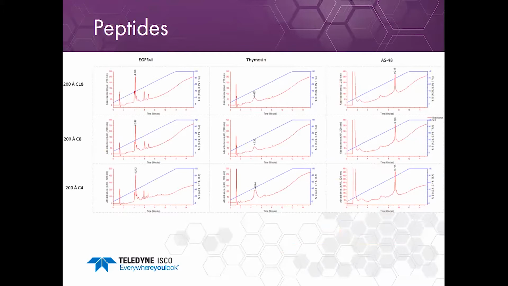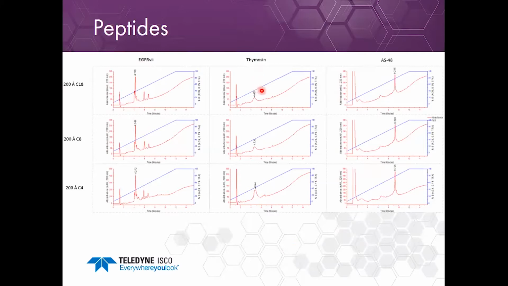Again, let's look at what happens with peptides. We're using 200 angstrom pores over here and going from small to large peptides, and we're going C18, C8, and C4 at the bottom. And what we see for all of the peptides, EGFR, you see 4.19 minute elution. C8, you see 4.24 minutes, and C4 is 4.27 minutes.